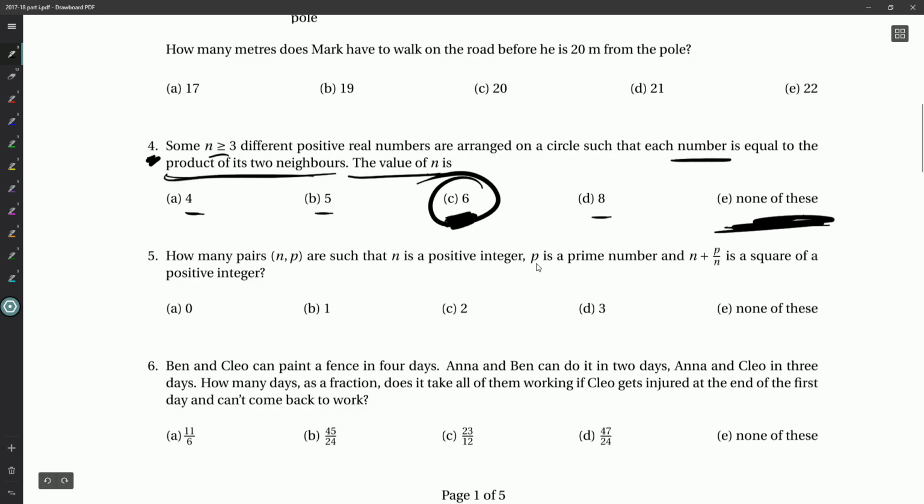Each number is the product of its 2 neighbors. So as soon as I've got one number on one side, I can figure out what the next number on the other side of my current number should be.